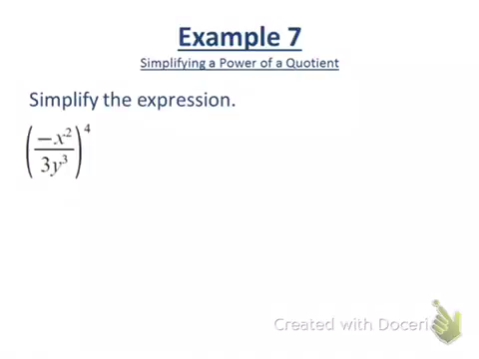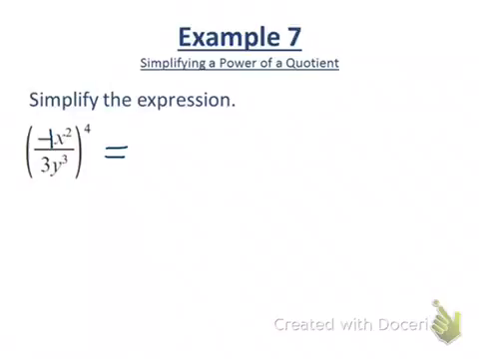X to the 8 over... there's some confusion, right? The confusion is over what we do with the negative. Now keep in mind that's really a -1, right? What do you get when you raise -1 to the 4th power?